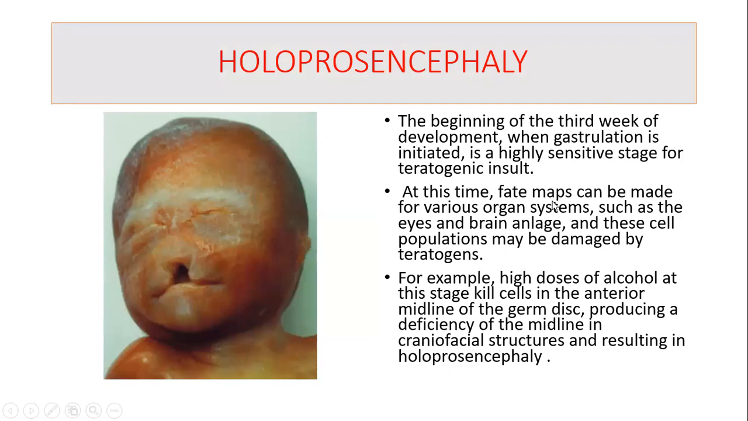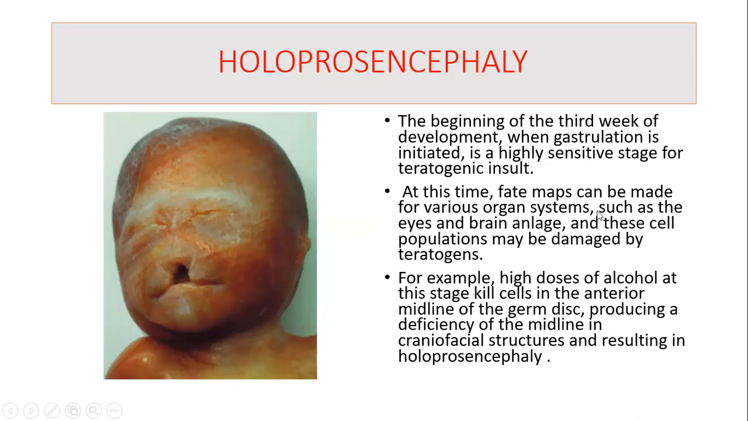Because all the three layers are being formed, and since it is the third week, which corresponds to around the fifth week from the last menstrual cycle, the woman may be unaware of the pregnancy. If at that time she consumes a large amount of alcohol, it may kill the anterior midline cells of the germ disc. So it may produce a deficiency of craniofacial structures as seen in this picture. Thus this anomaly is known as holoprosencephaly.